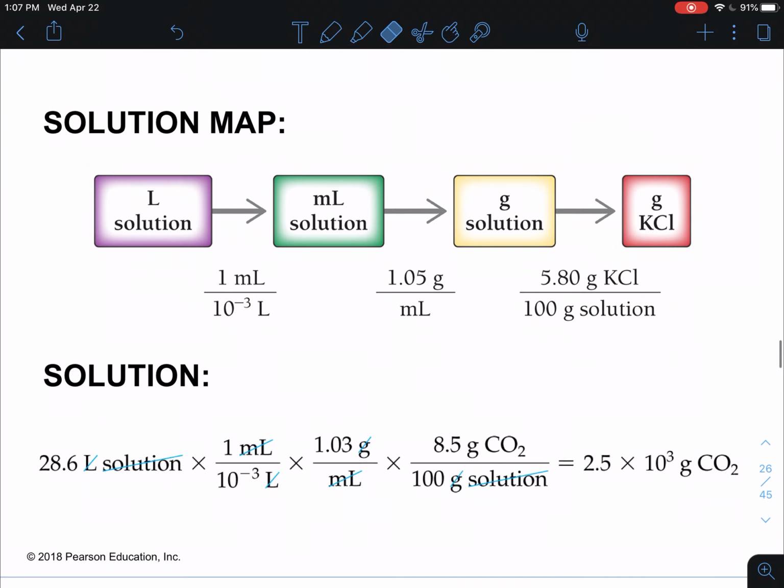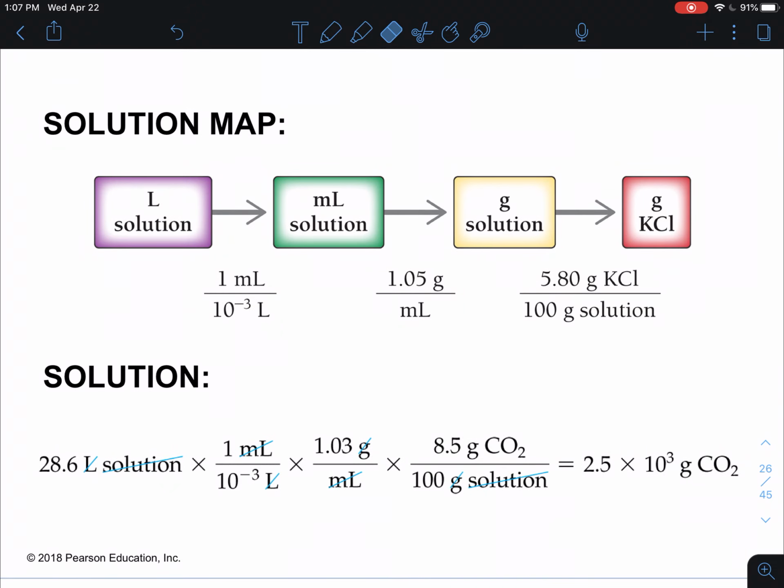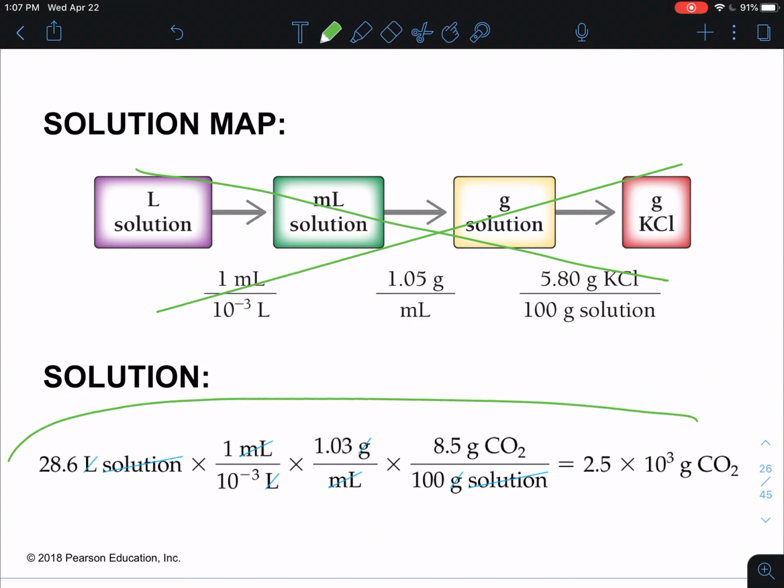I don't know where that came from. Oh, this is interesting. This is not what I want, so just go ahead and ignore this. Okay? But here's our solution map again. This is just to make sure that you see what's going on.